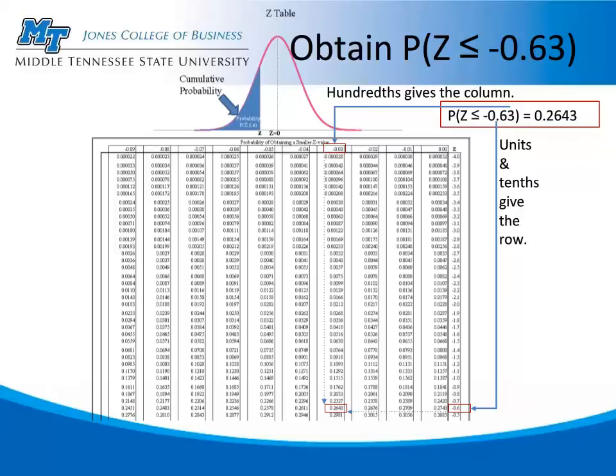So we go all the way down close to the bottom to find the negative 0.6. And then we go from the right to the left. We get the negative 0.01, the negative 0.02, and the negative 0.03. And then we intersect those. The probability value at the intersection is 0.2643. So the probability that you get a z value that's less than or equal to a negative 0.63 is 0.2643.